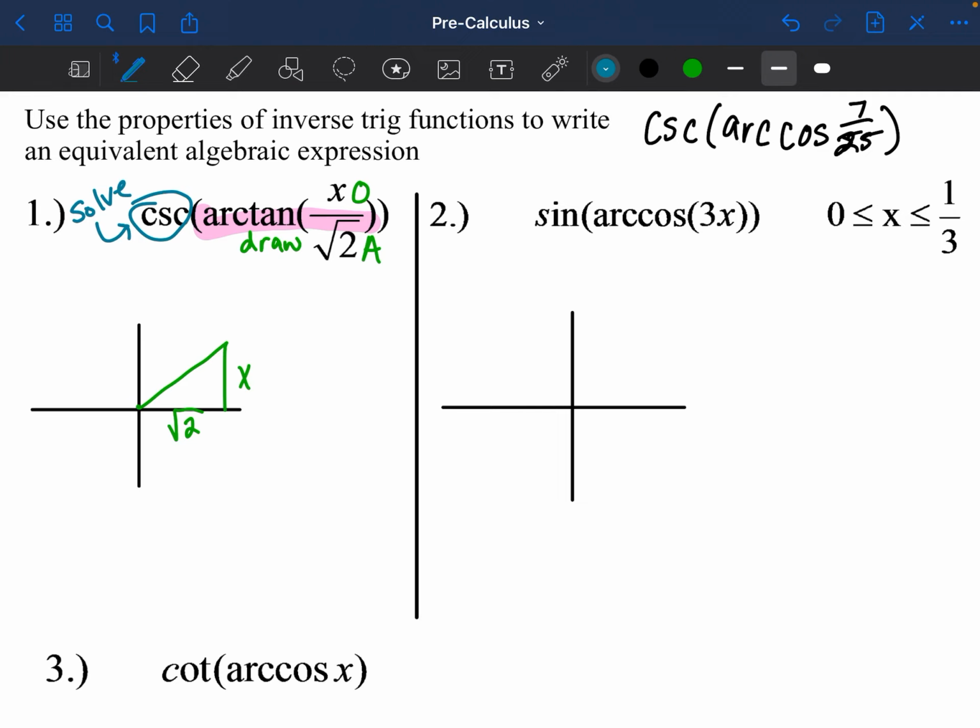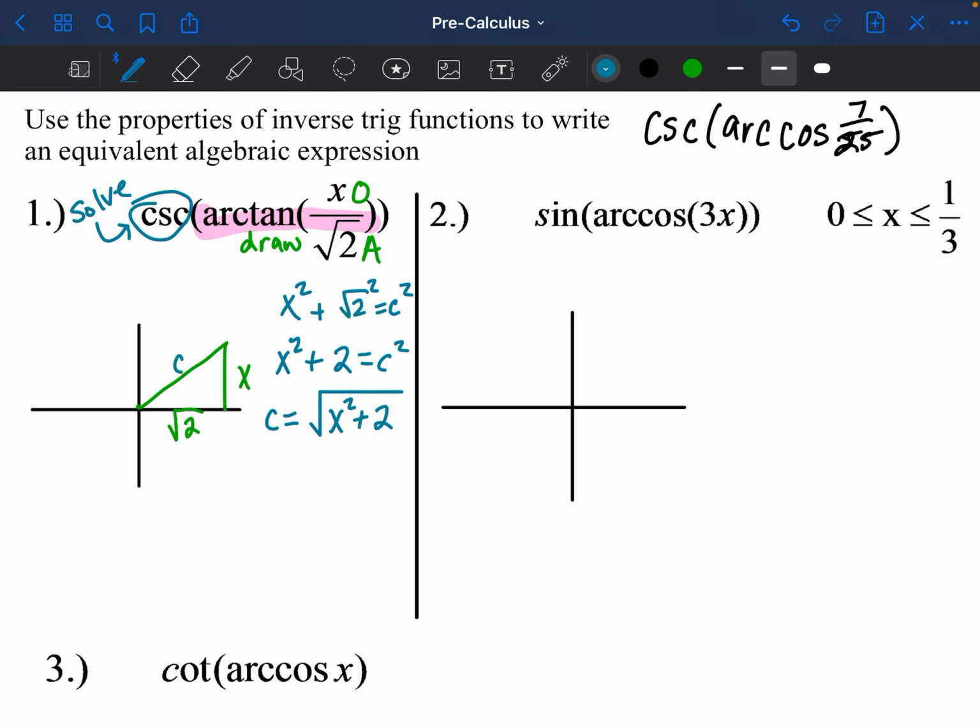Pythagorean theorem. But now we're going to substitute our a squared and our b squared for x and square root of 2. So I got a squared plus b squared equals c squared. Well, square root of 2 squared is just 2. x squared plus 2 equals c squared. Got to solve for c, and it looks like our hypotenuse equals the square root of x squared plus 2.